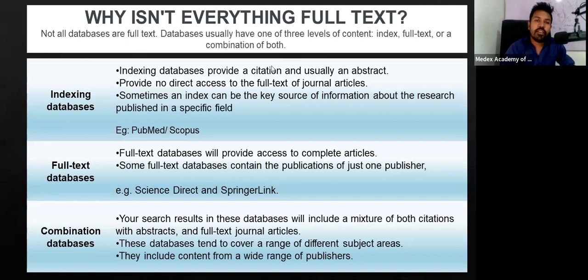So why isn't everything full text? When you search in a database, sometimes you will get full text articles. I think you all know what full text articles are. Full text articles means all the information related to the article will be included there. The other category is the abstract.